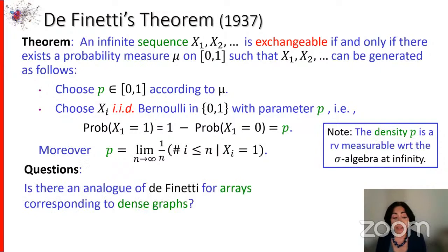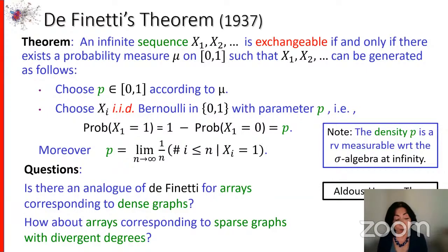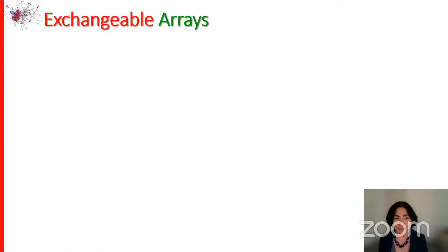So is there an analog of de Finetti for arrays corresponding to dense graphs? And that's the Aldous-Hoover theorem. So let me tell you, and how about arrays corresponding to sparse graphs with divergent degrees? And this is what I'm going to be telling you about later in the lecture. This does correspond in some way to the stretched graphons.